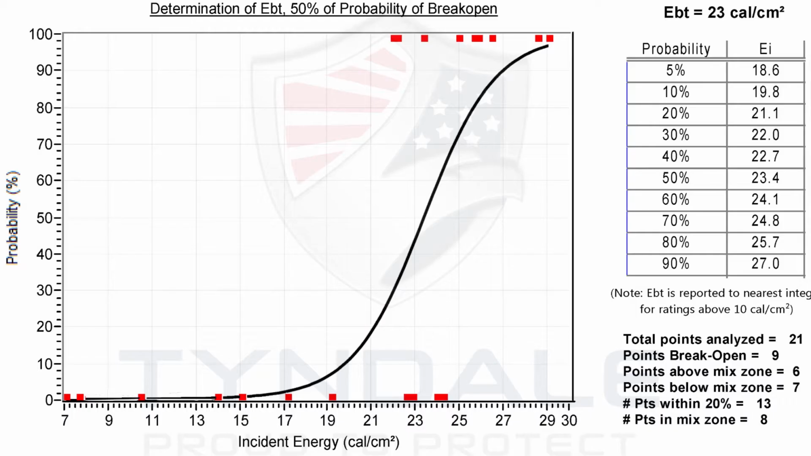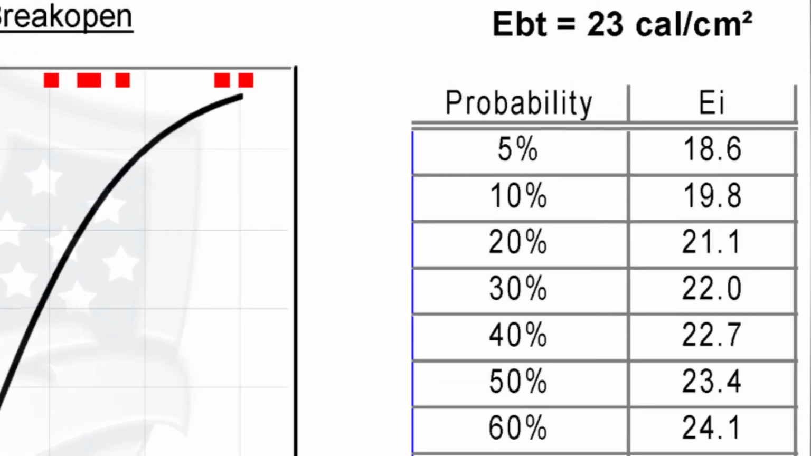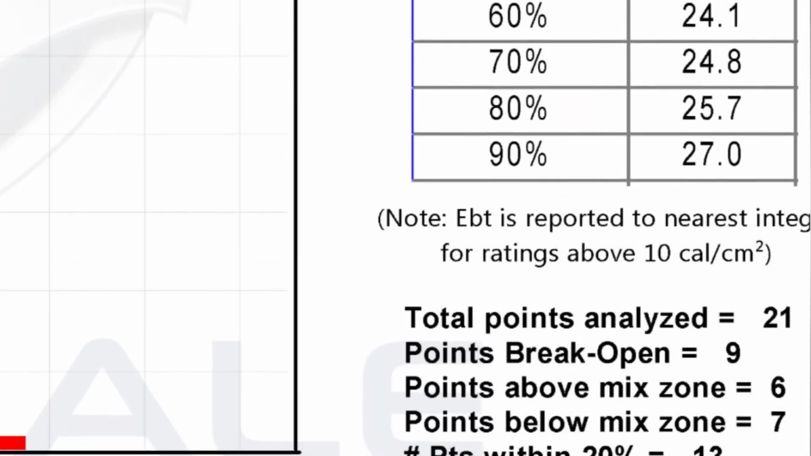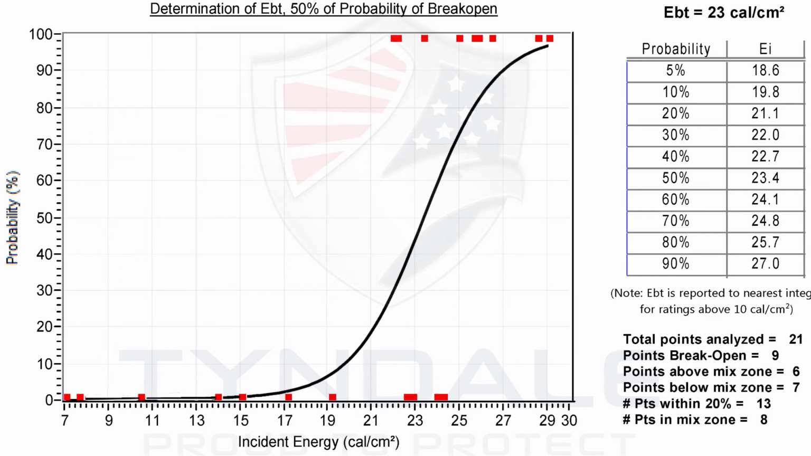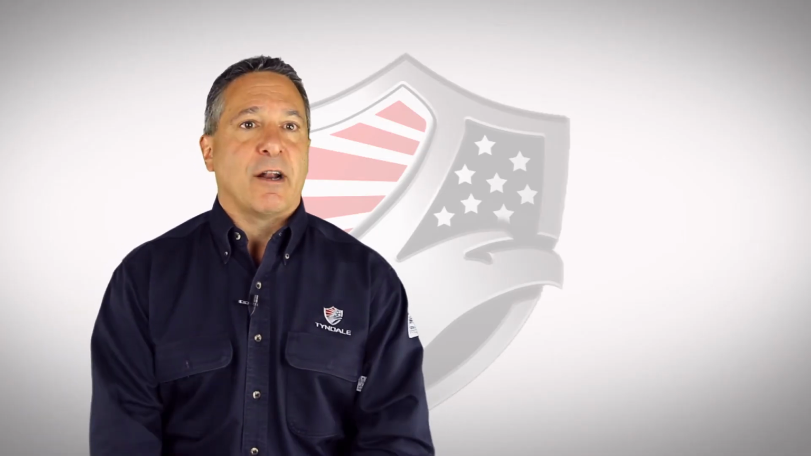But the good news is, if you look at the far right-hand column of your ARC rating report, you will see a 10, 20, 30, 40, 50, 60, 70, 80, and 90% probability. And you'll also notice that that data set is very tight to the ARC rating. This is a good test, it's a precise test, and there's really not a lot of uncertainty to it.